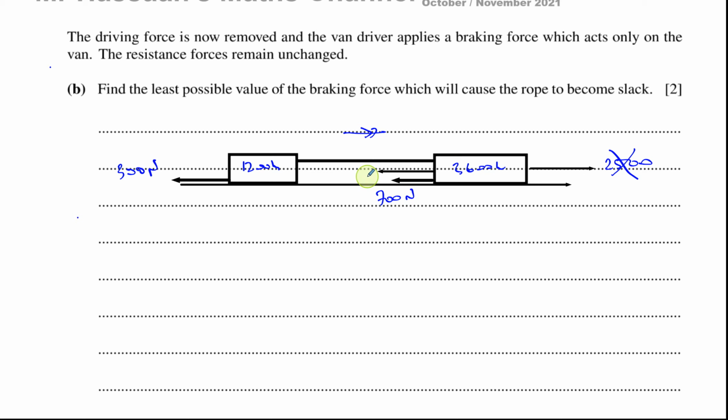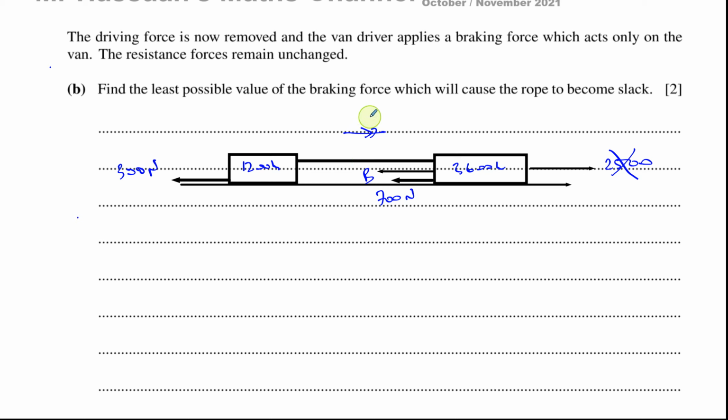Okay, this is the braking force acting in that direction. I'll call it B. The acceleration now will be different. They want to find the least possible value of the braking force that will cause the rope to become slack. So we want to find it such that the tension in the rope has just become zero. It's on the limit of being slack.